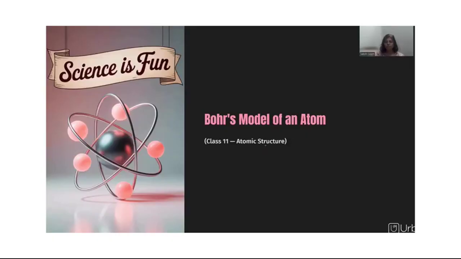Hello students. So today let us study another interesting topic which is in chapter 2, class 11, that is structure of atom. Inside structure of atom, we have this topic that is Bohr's model of an atom. Okay, so let us understand what is Bohr's model of an atom.